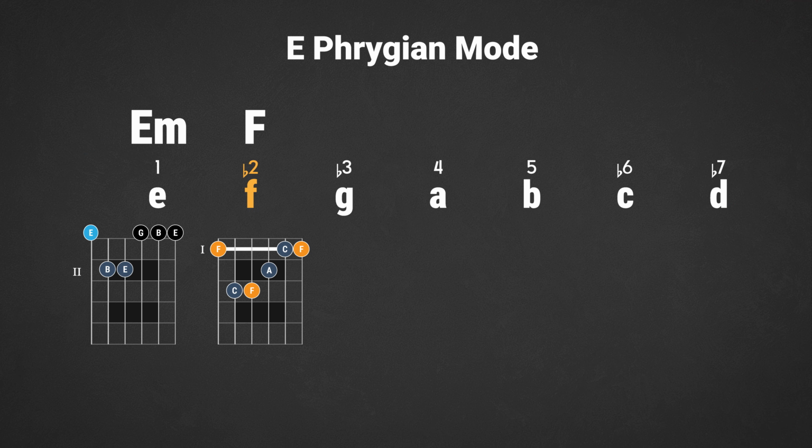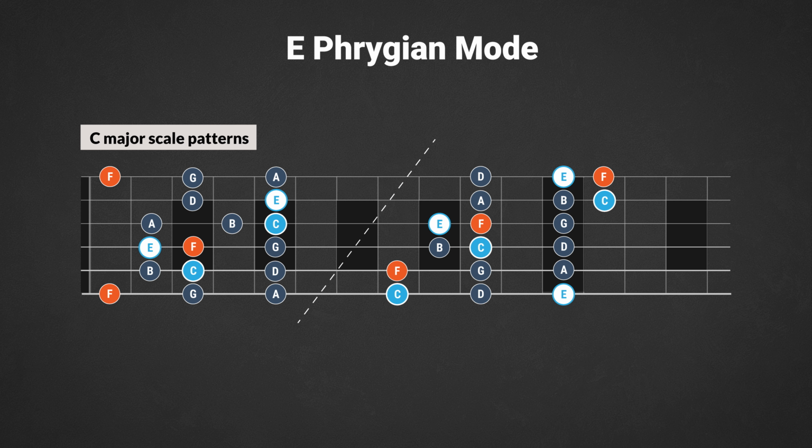The next example is in the E Phrygian mode and alternates between the tonic E minor and the second chord in the scale F major, a typical chord combination for the Phrygian mode. The modal trigger note is F, and the parent scale patterns that you can use are C major scale patterns.